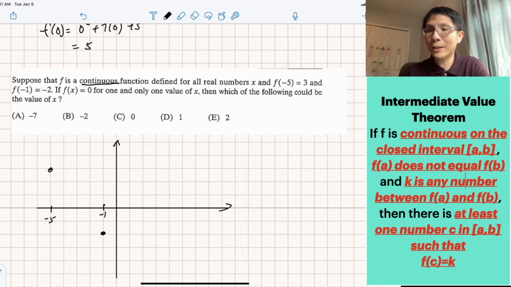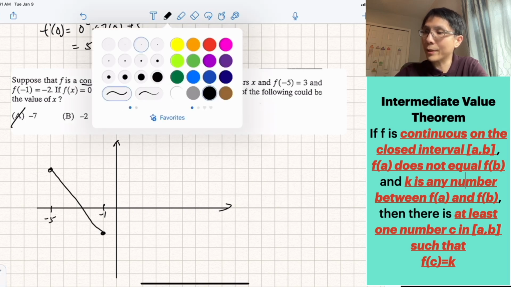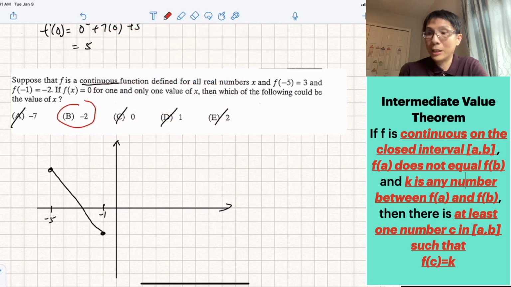But the only thing you can establish is that the x value has to be between -5 and -1. Because they say it's continuous between here and here, they did not say it's continuous anywhere else. So the value is not -7, it's not 1, it's not 2, and it's not 0. The only place is in this interval, and it could be happening at -2. So that's one possible point. Now, what happens after that? After that, the graph could continue going down or going up. It does not have to have f of x equal to 0, even though it's continuous.